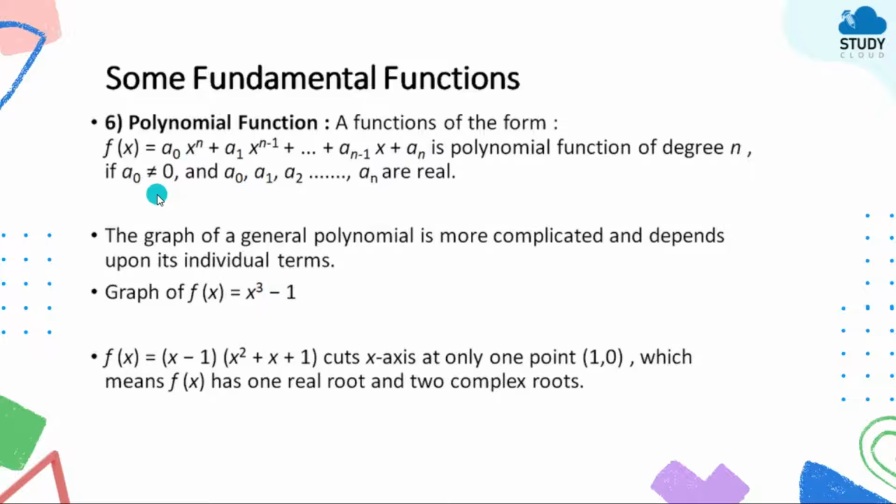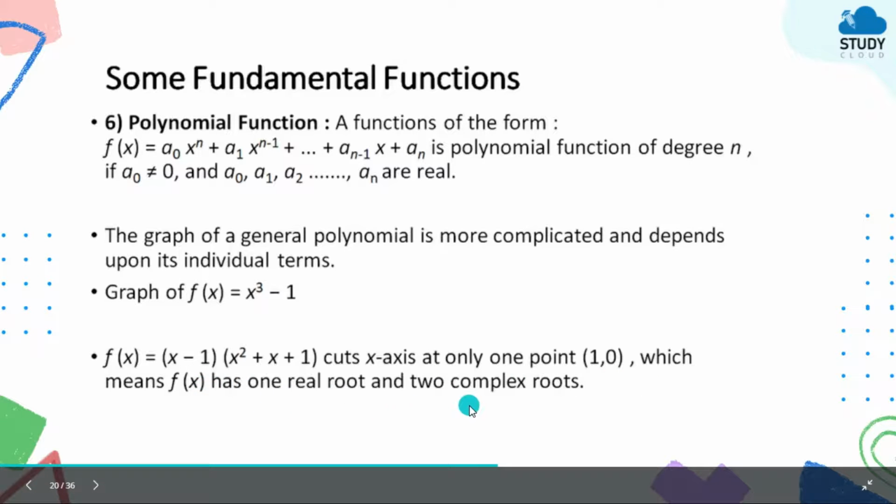If a0 is not equal to 0 and a0, a1, a2 till an are real, the graph of a general polynomial function is more complicated and depends upon its individual terms. The graph of f(x) = x^3 - 1, which equals (x - 1)(x^2 + x + 1), cuts the x-axis at only one point, (1, 0), which means f(x) has one real root and two complex roots.